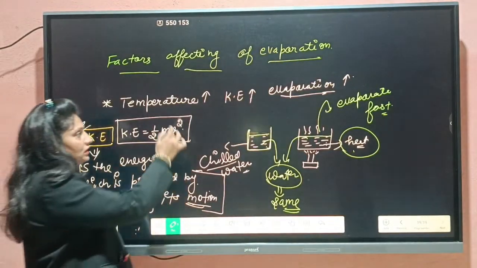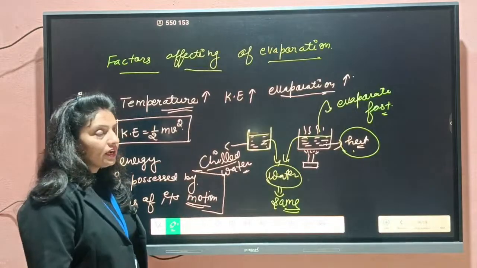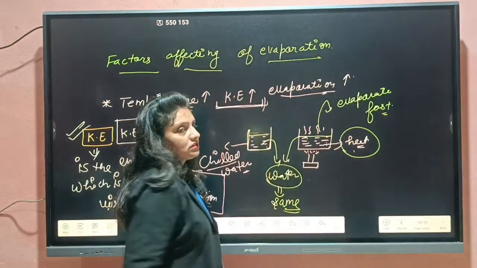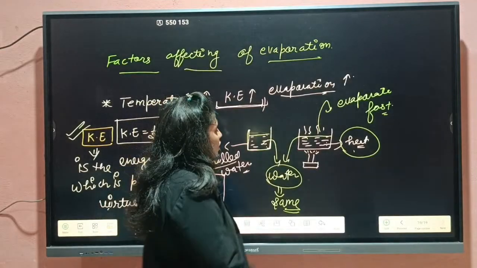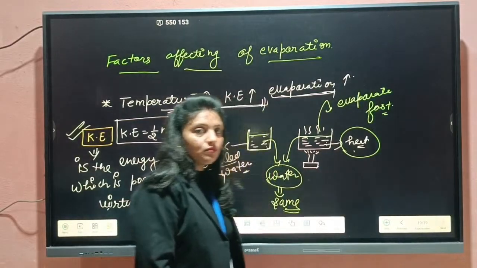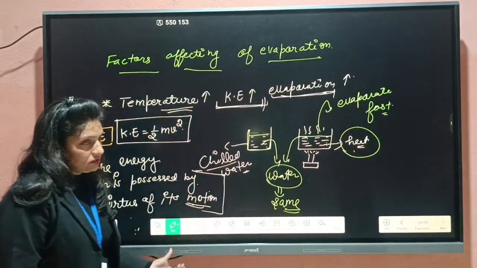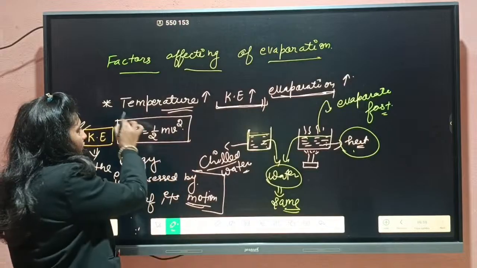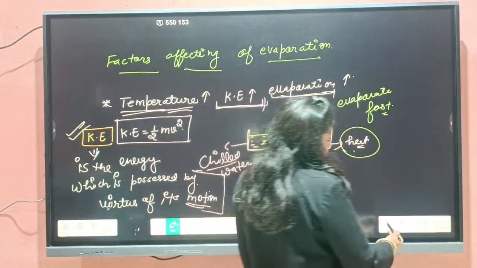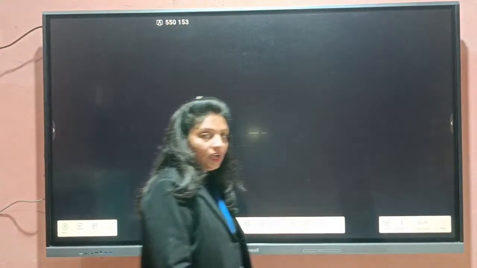If you increase the temperature, then kinetic energy increases. Number of collisions increases. That's why more particles can take part in evaporation, and the evaporation process also increases. So the first factor is temperature. If temperature increases, then evaporation also increases. I hope this point is clear to you all.